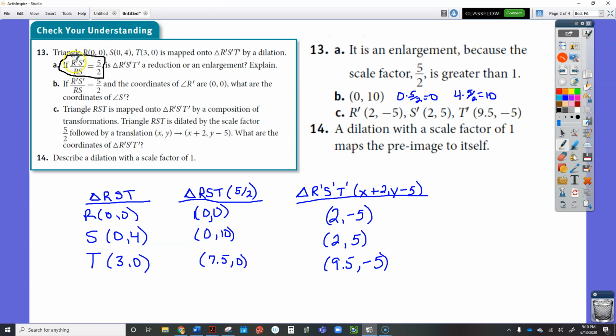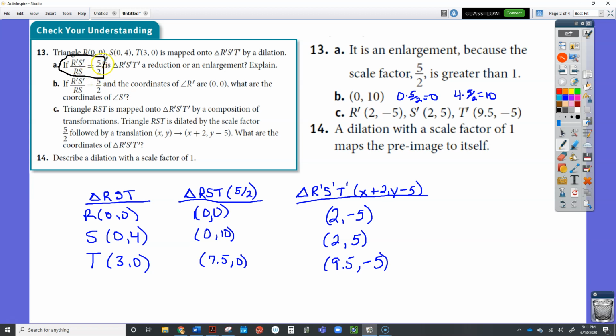So I just want to explain that this right here is saying that the scale factor can be found from comparing the corresponding sides of a pre-image and its image. And that's what they've done. They've taken the length of side RS from the triangle and found out that it's 2. And they've taken the length of R prime S prime and found out that it's 5. It's actually 10 over 4, I believe, and then they reduced it to 5 over 2.